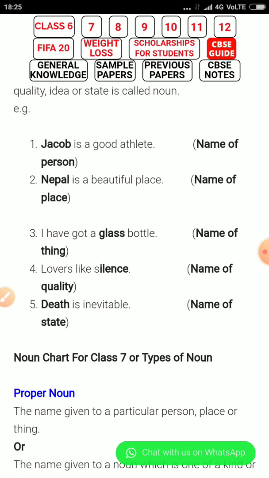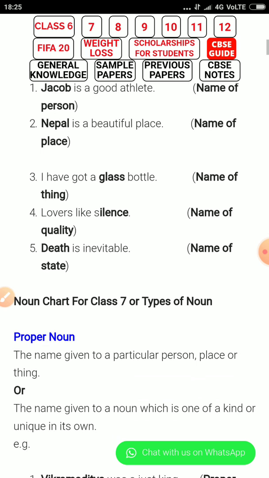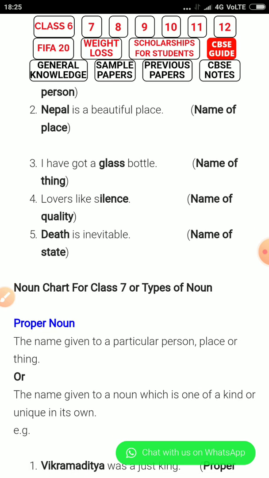Lovers like silence. So what is this? It is a quality. Silence is a quality. Death is inevitable. That means the name of a state.